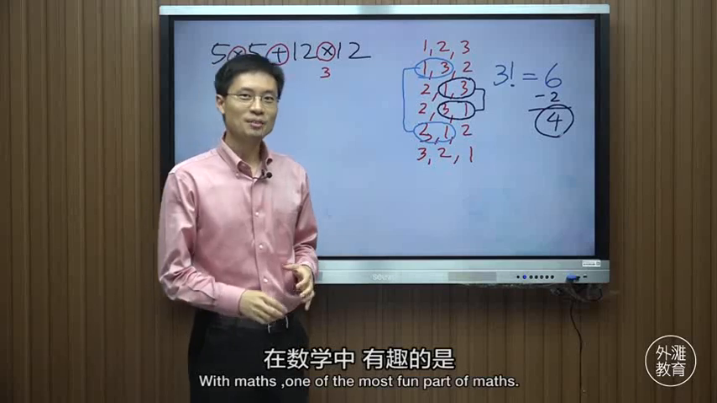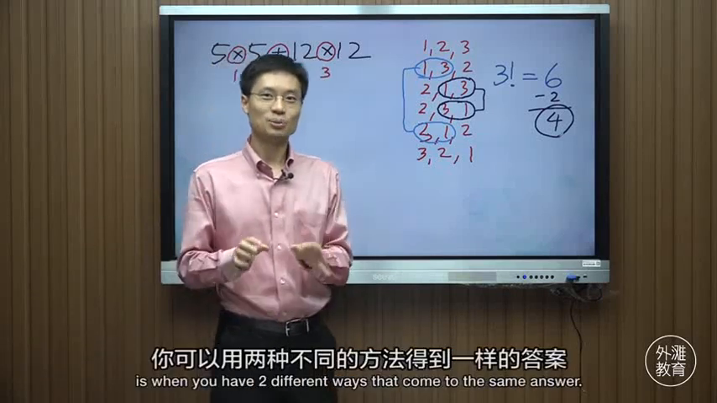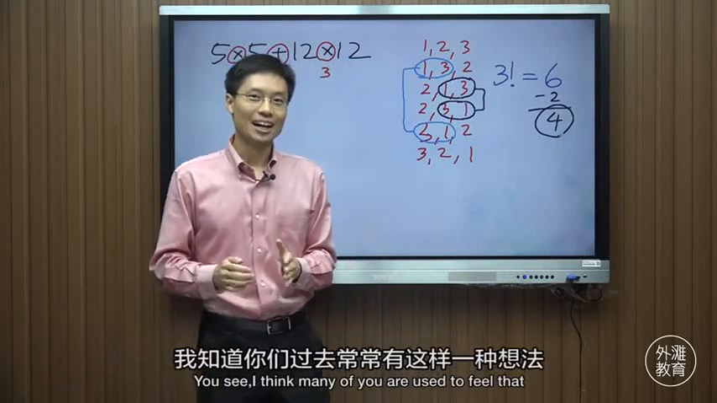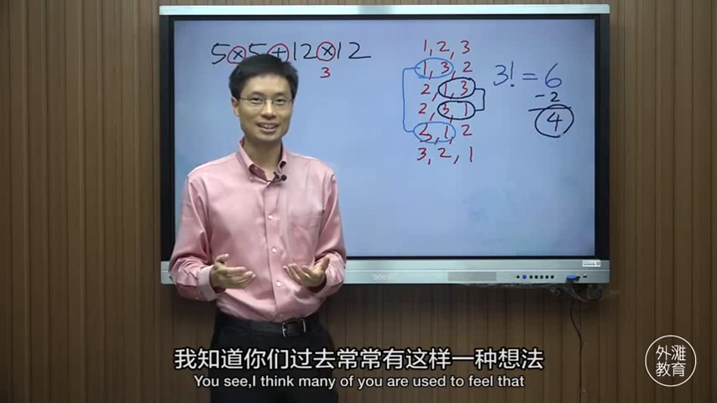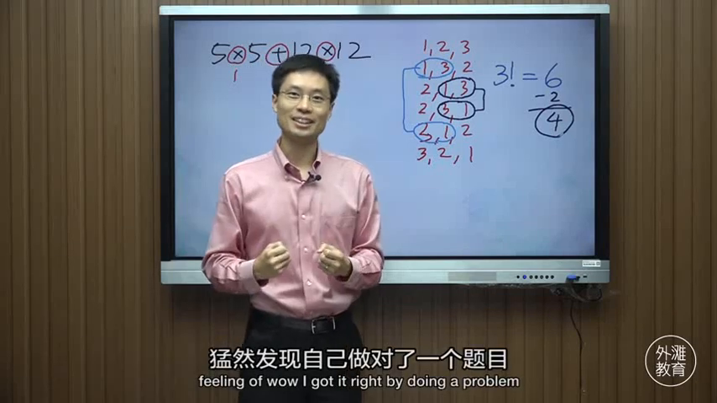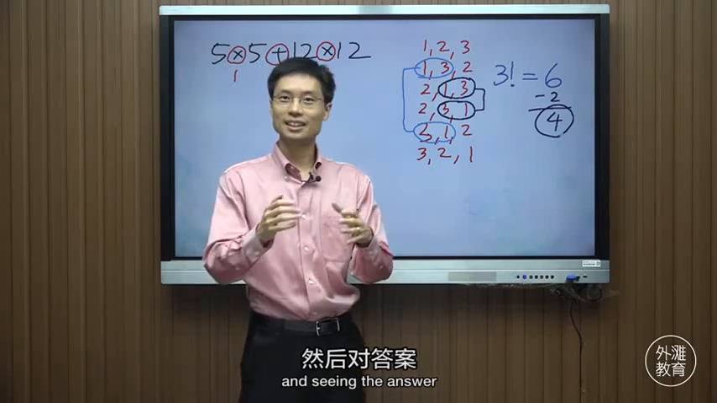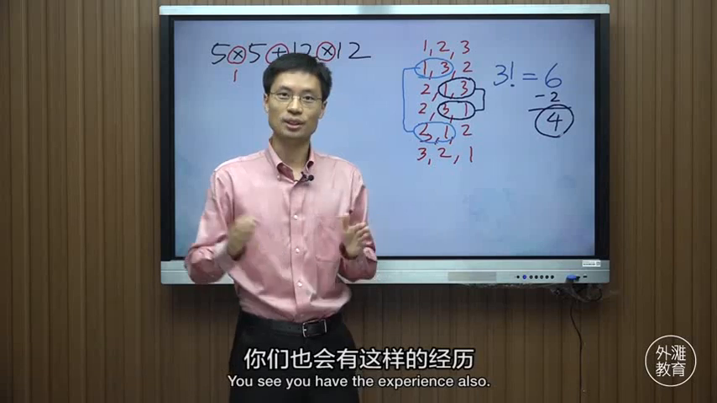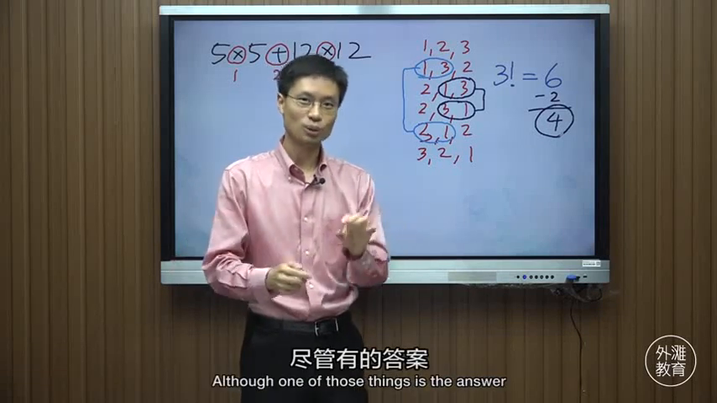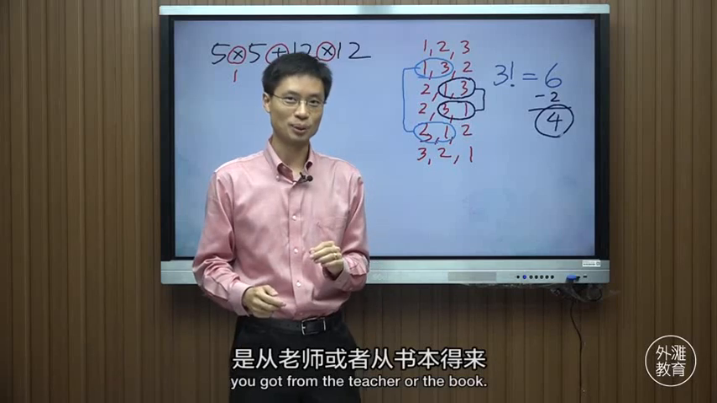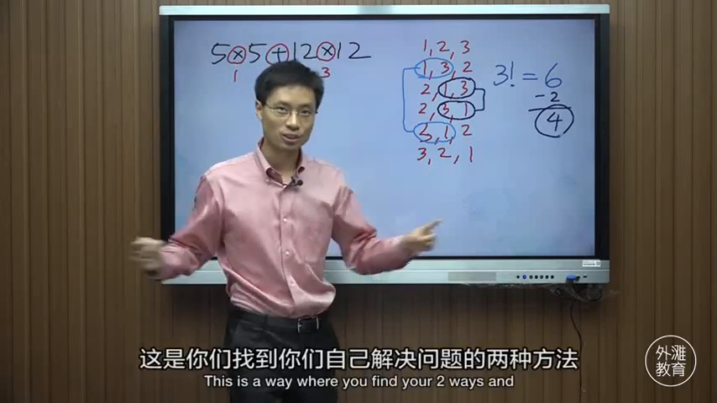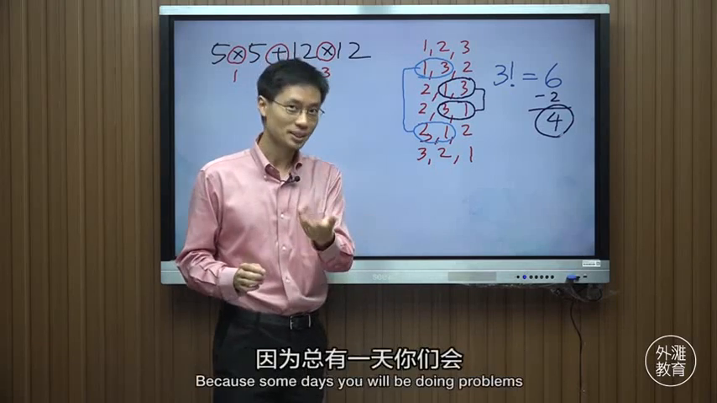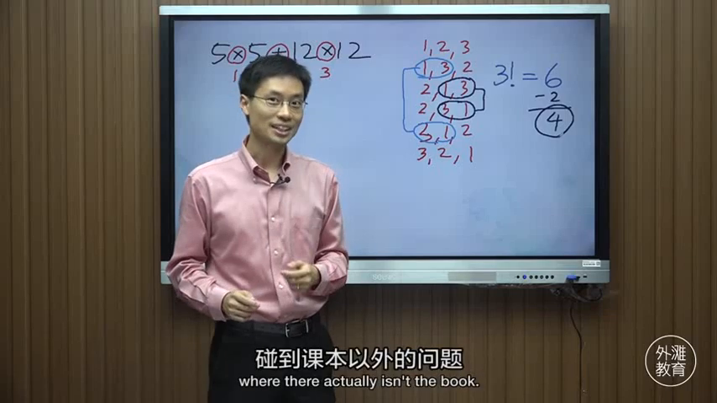With math, one of the most fun parts of math is when you have 2 different ways that come to the same answer, because then you're sure it's right. You see, I think many of you are used to feeling that feeling of, wow, I got it right, by doing a problem and seeing the answer and saying that it matches the answer. You see, you have that experience also. 2 different ways of seeing the same thing, although one of those things is the answer you got from the teacher or the book. This is a way where you find your 2 ways and they are both yours. Eventually, these are the most powerful ways because someday you'll be doing problems where there actually isn't a book.